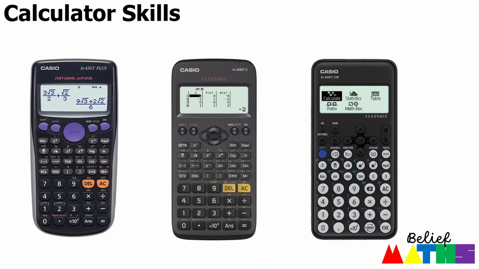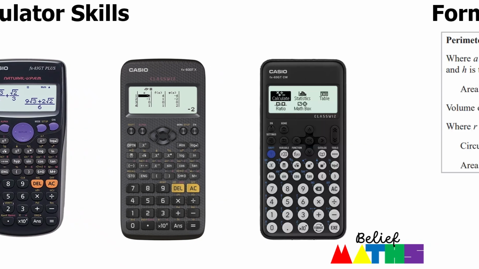As with the previous video, paper 3 is a calculator paper, therefore we're going to focus on using the Casio calculators, particularly focusing on the middle one and the one on the right hand side, and showing you where those key functions are that you can use to support you in your exam.